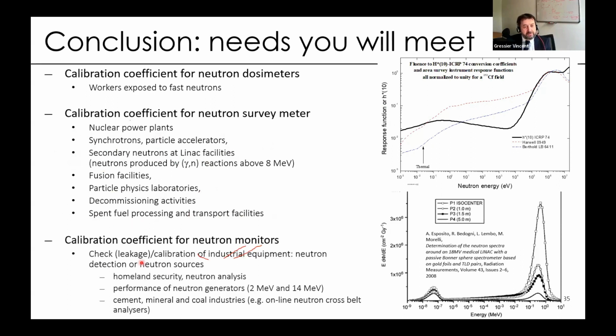And you can also provide calibration coefficients for neutron monitors. For example, there are neutron detectors for leakage calibration of industrial equipment. You have homeland security, neutron analysis, performance of neutron generators, and you have even applications in the cement, mineral, and coal industries. So with just one source, you are able, in your country, to provide a lot of services to any users of neutron facilities.